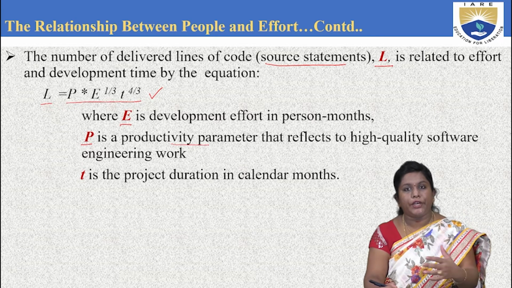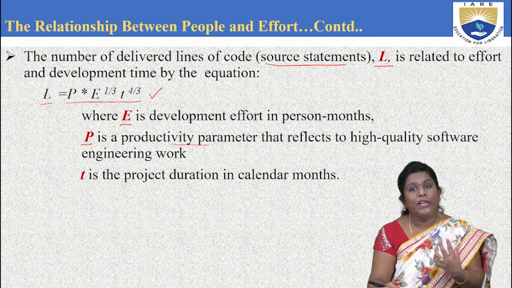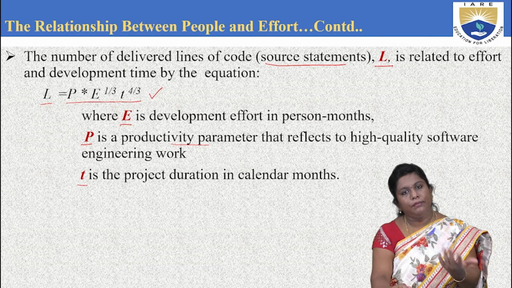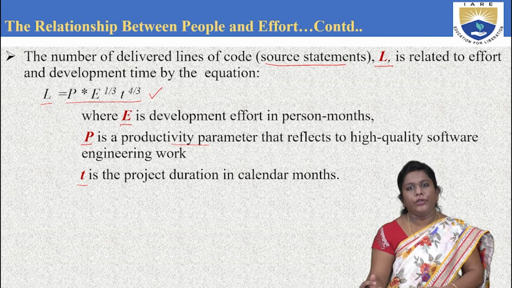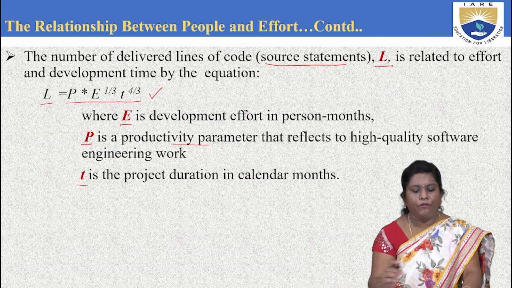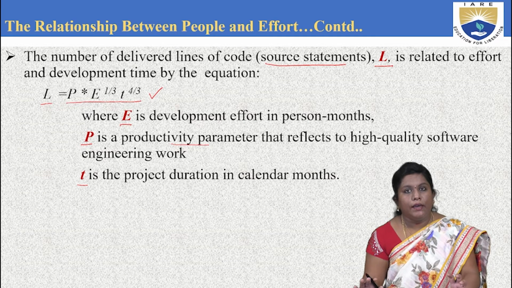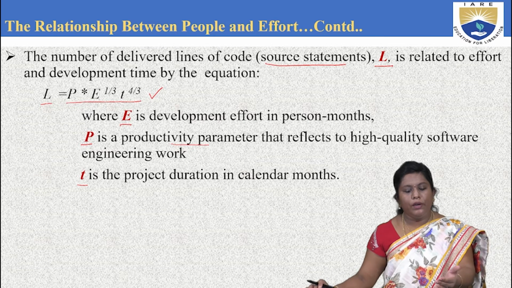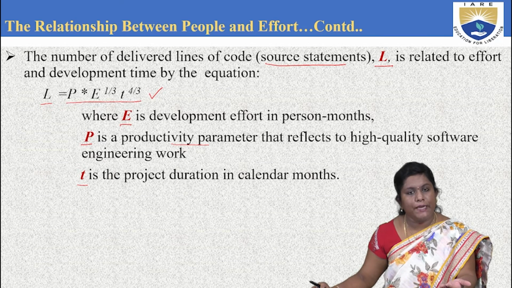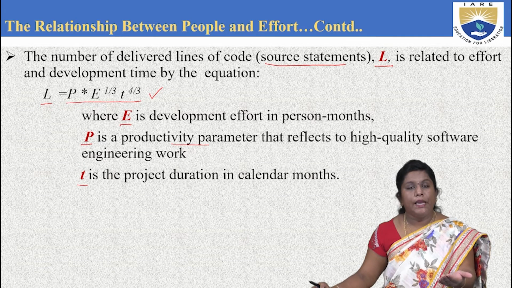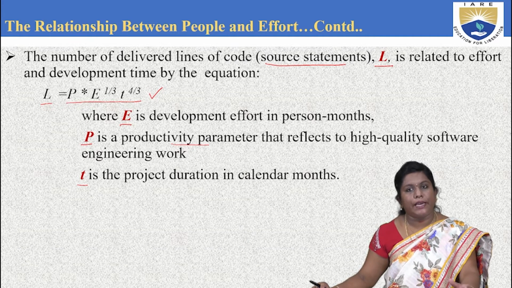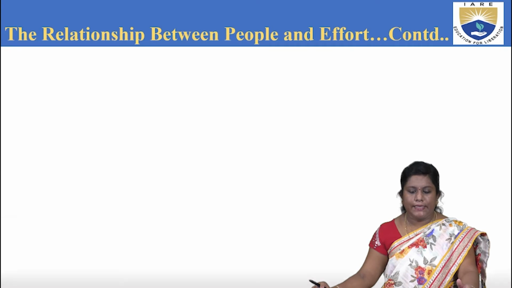How much is he trying to produce or finish as quality work? And T stands for the duration of time taken during the execution of the project. So this is the formula where you calculate the number of delivered lines of code using P, E and T. E stands for the effort by the people in months, P stands for the productivity parameter, and T stands for the time duration it takes.